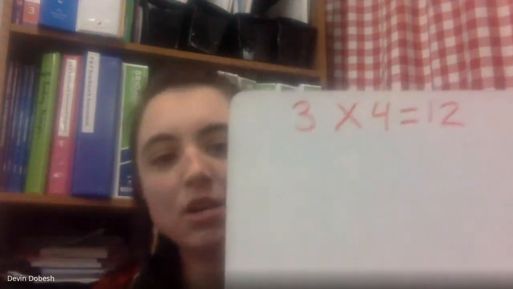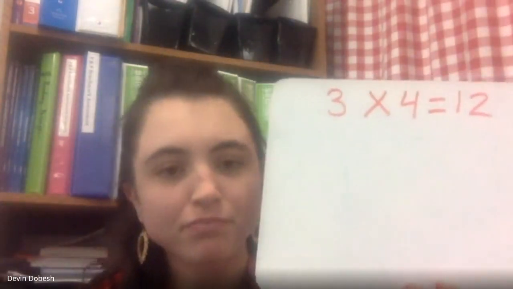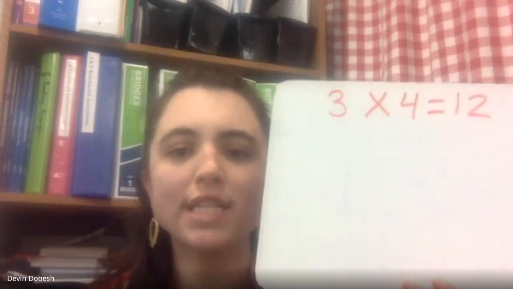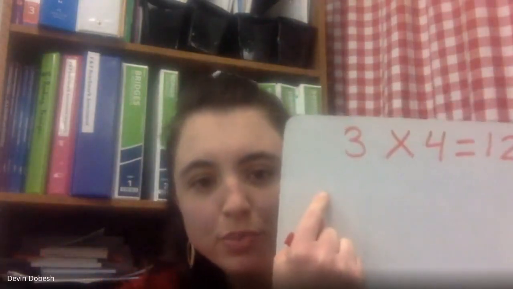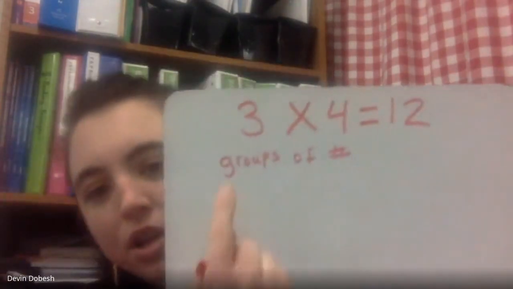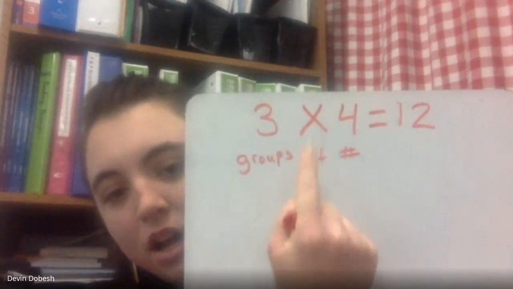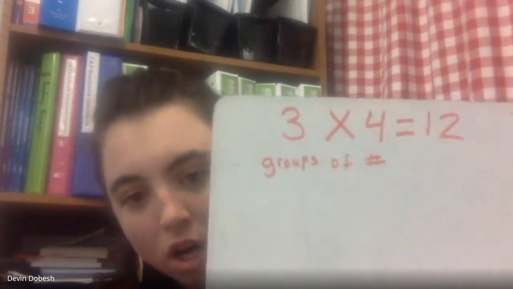And when we do 3 times 4, we're saying we have 3 groups of 4. So you have groups of a number. So we have 3 groups of, and our number is 4.